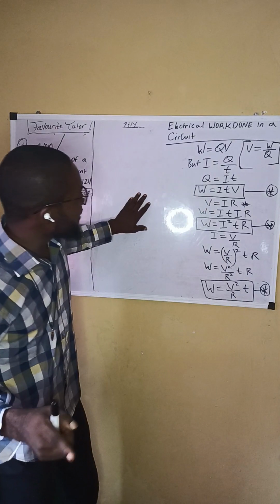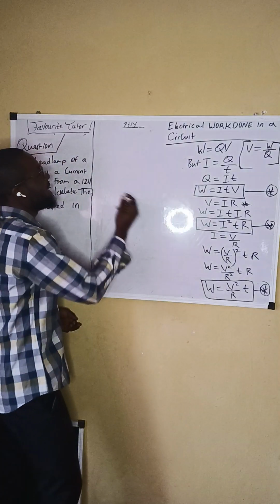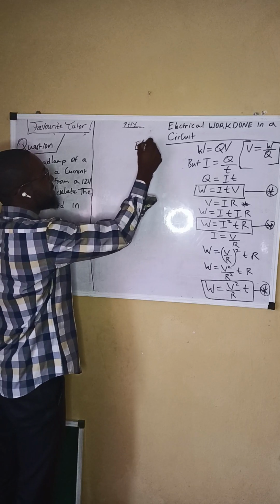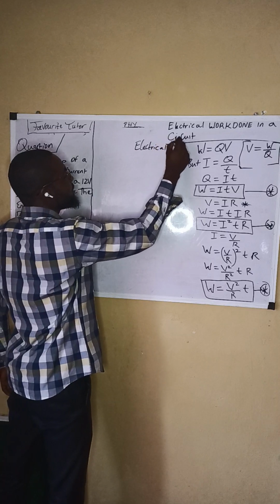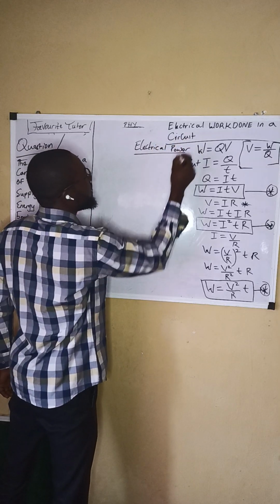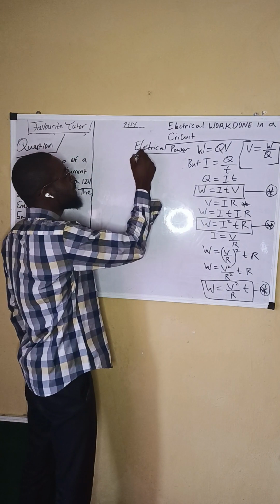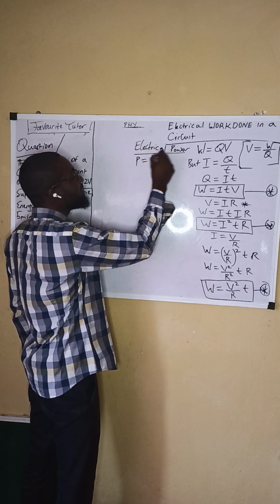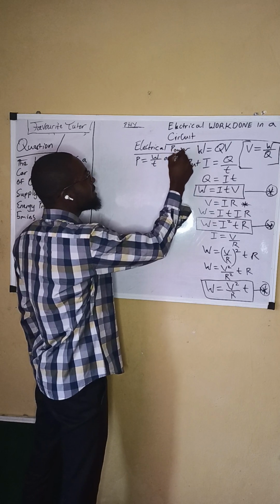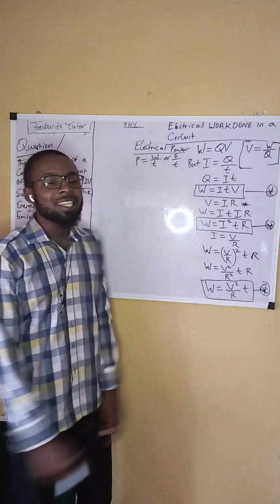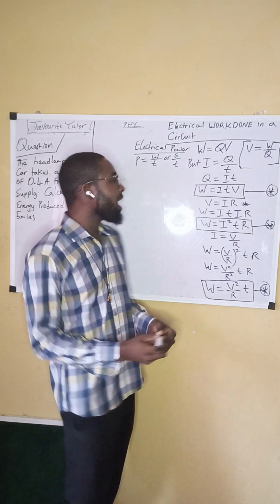We cannot talk about work done and leave power aside. Now let's talk about electrical power in a circuit. We all know that power is the rate of doing work. So power is equal to work done over time, or energy over time, as the case may be.